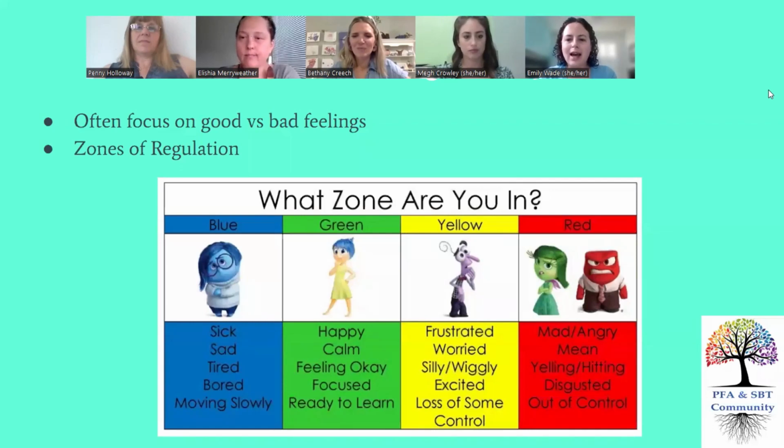And so this has a lot of issues, because we don't want anyone to learn that any of their emotions are bad, right? If you're sad, if you're tired, if you're frustrated or worried or mad, there's a reason. And telling you that this is bad and you need to get back to happy and calm, that's not helpful, and it's not being supportive of our learners.